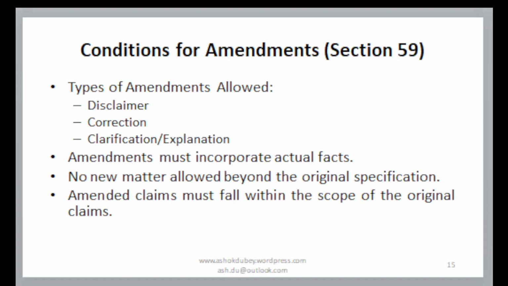Conditions of amendment. Section 59 lays down the limitations for the amendment. It also says that amendment could be done or allowed by disclaimer, correction, clarification, and explanation. Amendments must incorporate the actual facts. No new matter allowed beyond the original specification. Amended claim must fall within the scope of the original claim. These are some important points and takeaways from this section.